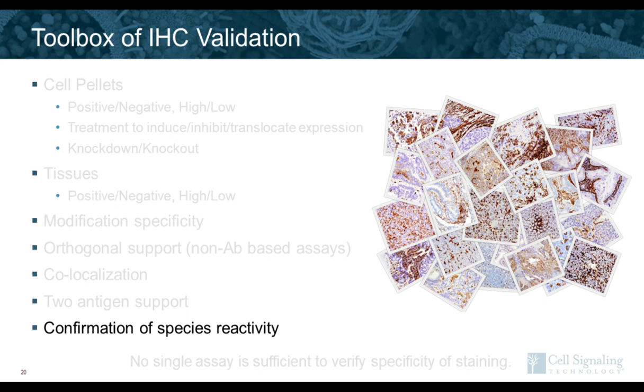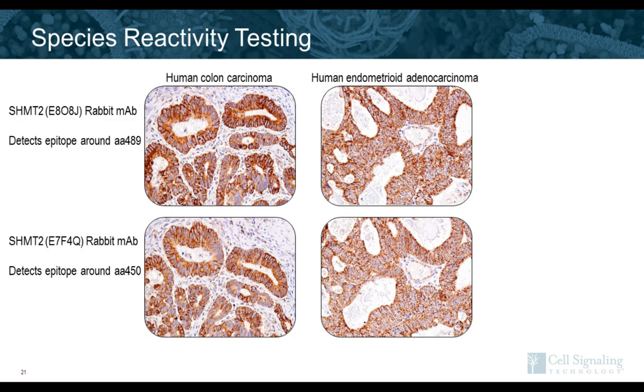Confirmation of species reactivity is important to include if an antibody is predicted to react in additional species. Two SHMT2 antibodies were developed that show nice staining in multiple human tissues. The staining is mitochondrial as expected, and since the antibodies are directed at different portions of the SHMT2 protein, we can have confidence in these antibodies on human models.